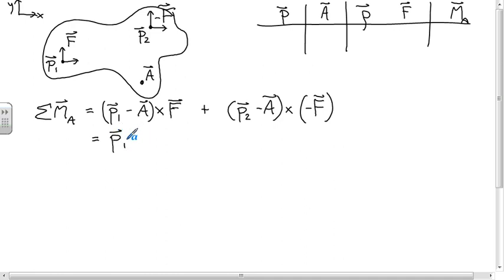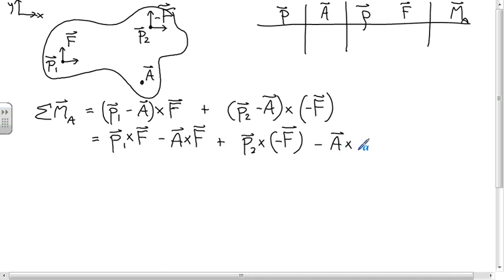So P1 cross F minus A cross F plus P2 crossed with negative F minus A crossed with negative F.